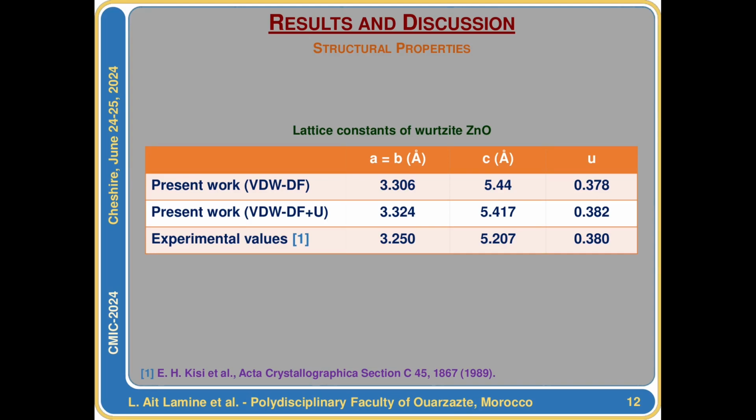Here we have a table that gathers the calculated a and c lattice constants and the structural parameter u using both the vdW-DF functional with and without Hubbard U parameters in comparison with the experimental values. As it can be clearly seen, the calculated values are almost similar and align with the experimental values.